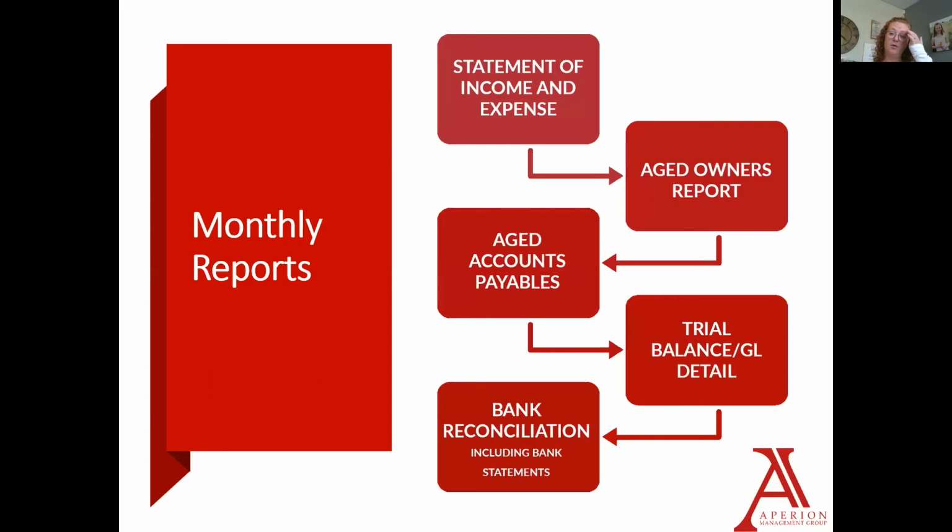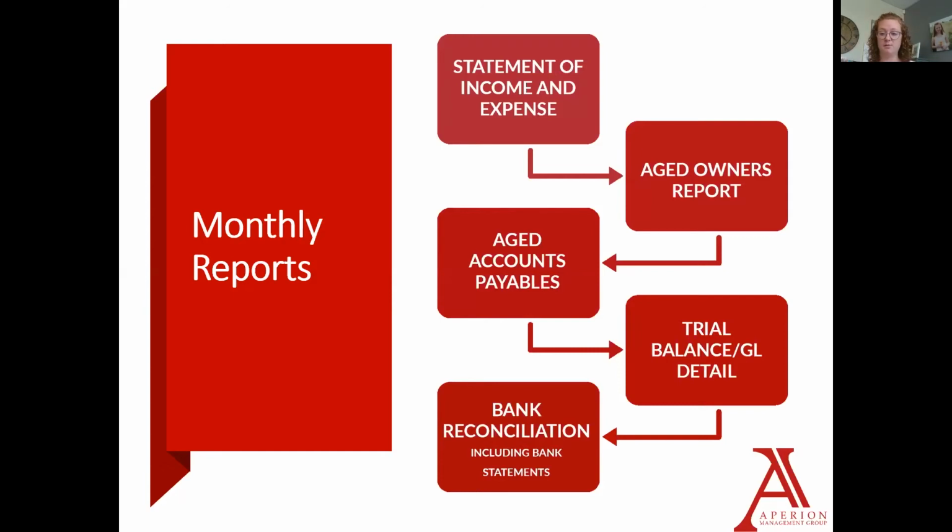Your monthly reports are going to consist of the following list. You're going to always get your balance sheet. You're always going to get your statement of income and expenses. You will see an aged owner's report in there, which is otherwise referred to as AR. And you're going to see the aged accounts payable.